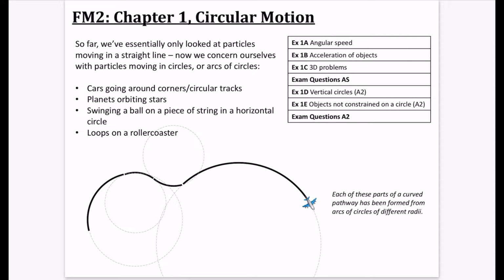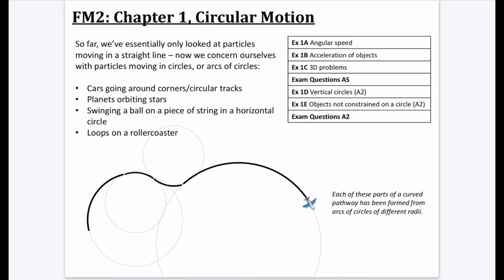So if you imagine a ball at the end of a piece of string and you're swinging it around above your head, a bit like a lasso. And even loops on a roller coaster could be modelled using circular motion. I've done a bit of an example down here: this curved flight path of this plane is made up of different arcs of circles. Each part of these journeys we could model using Chapter 1's circular motion, and that's what I've written down here.